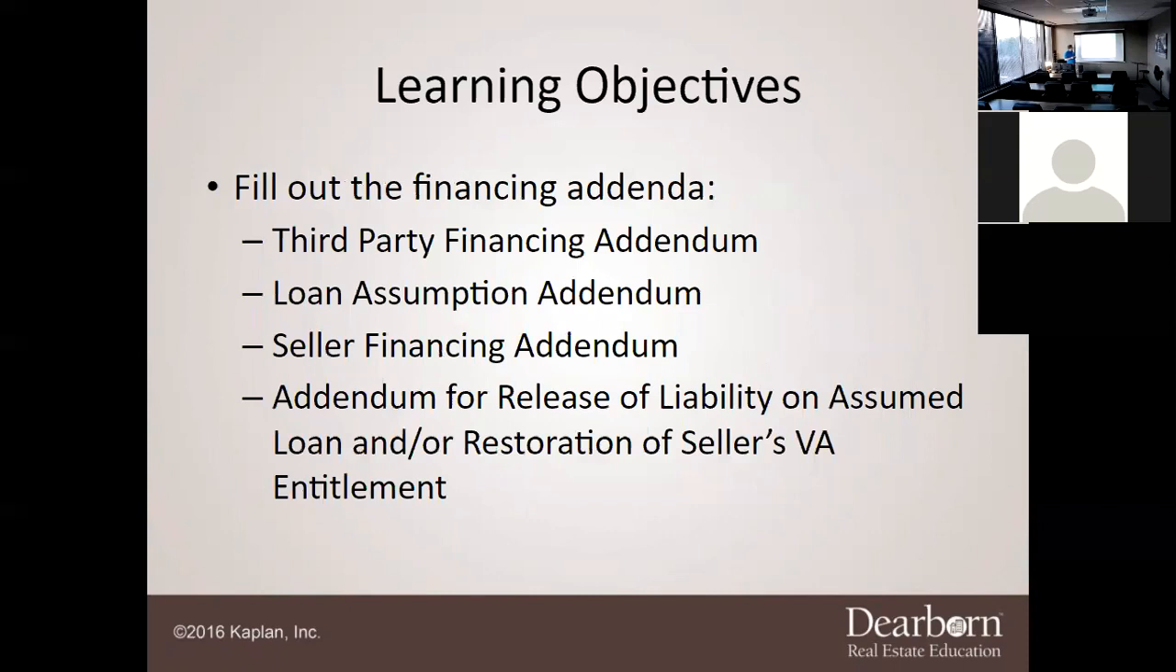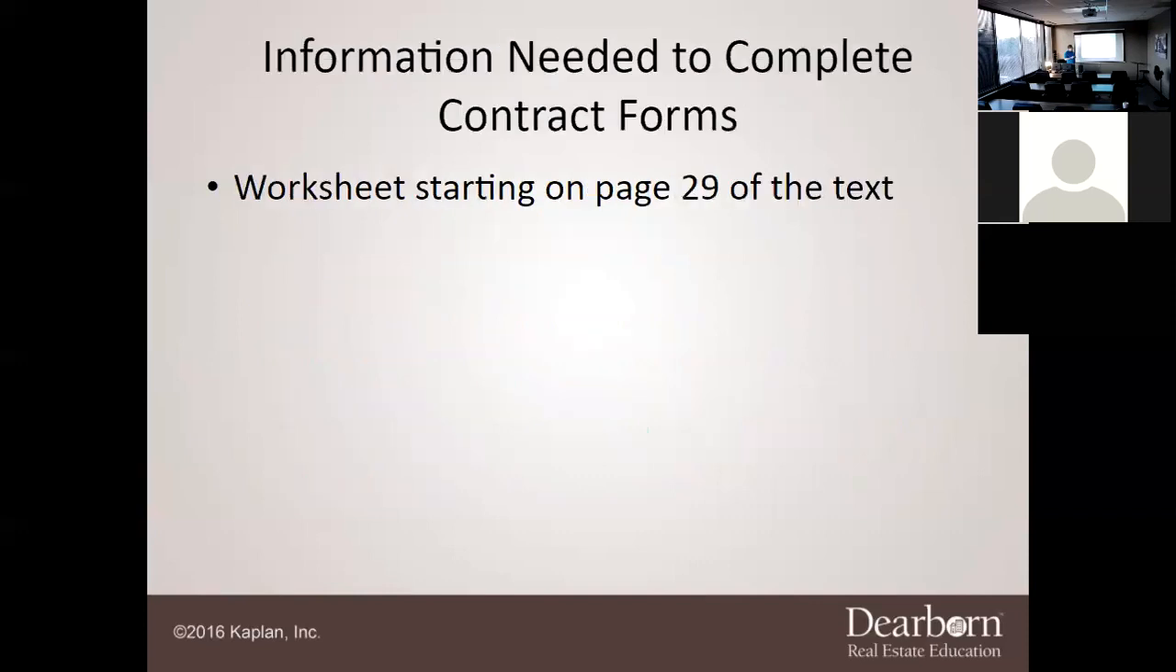Further, we're also going to fill out the financing addendums. So we're going to go through the third-party financing addendum, the loan assumption addendum, the seller financing addendum, and the addendum for release of liability on assumed loan and/or restoration of the seller's VA entitlement.